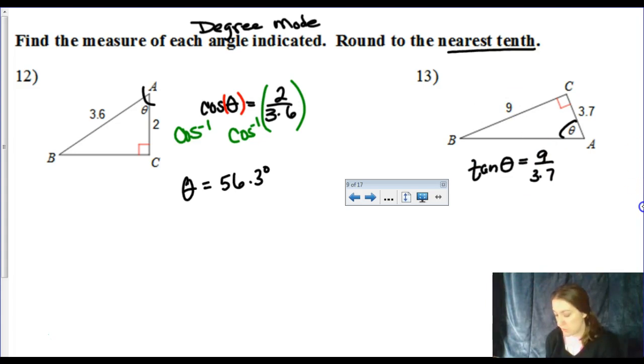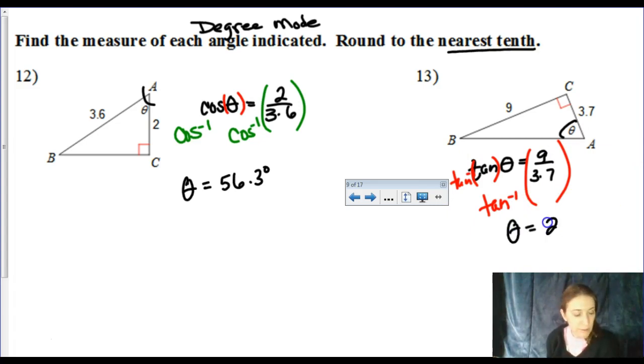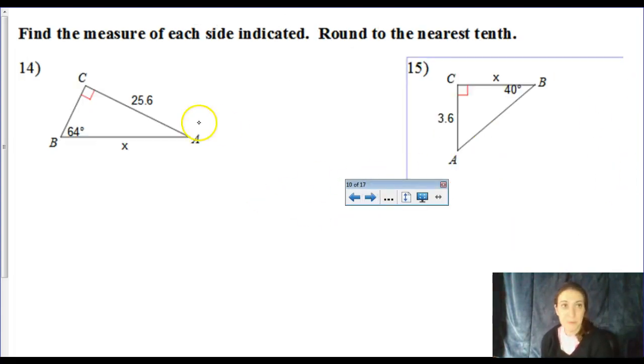To undo the tangent, you have to second tangent it, arctan. Applying the inverse tangent to both sides of the equation is what cancels the tangent out. The inverse tangent of 9 over 3.7 is 22.3 degrees. I know it's the third year you've had to do these problems, so I'm sure you're very good at them by now.